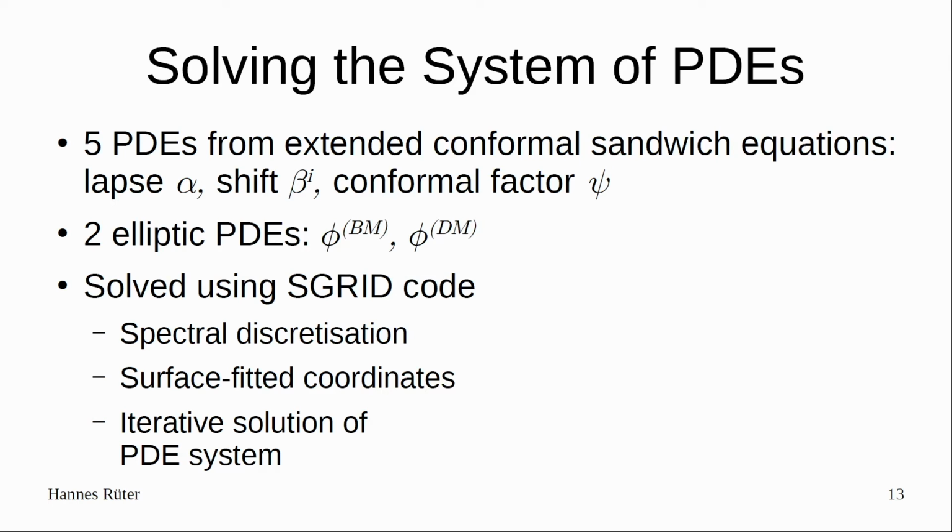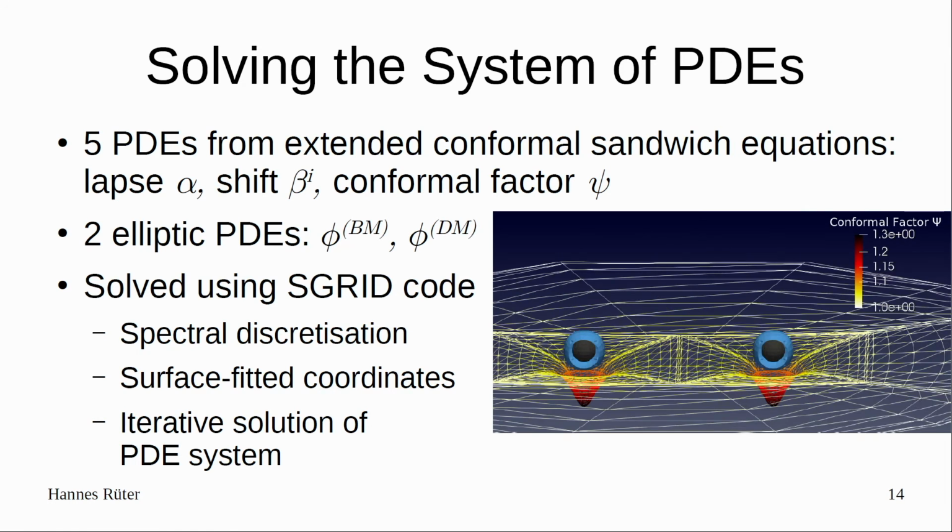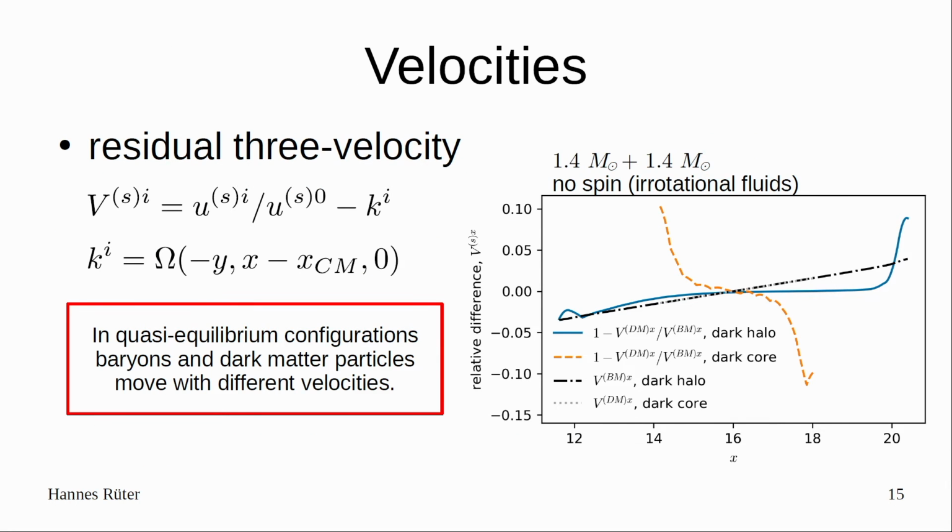So SGRID is a spectral code, so it uses a spectral discretization to expand the fields. It has these nice surface-fitted coordinates, and it is then applying an iterative procedure to obtain a solution to this PDE system. And I show you again this figure. In this figure, I show you, for example, the conformal factor that illustrates the curvature that we have in this configuration. And this conformal factor is one of the outputs of this procedure.